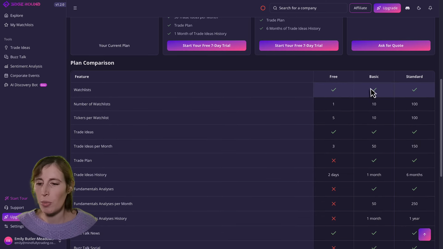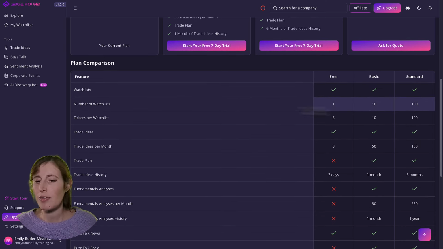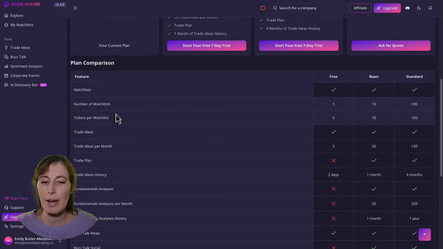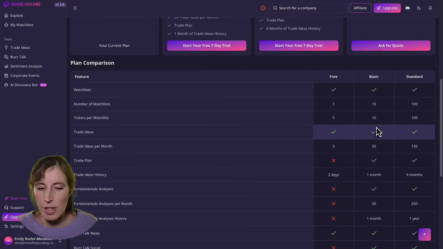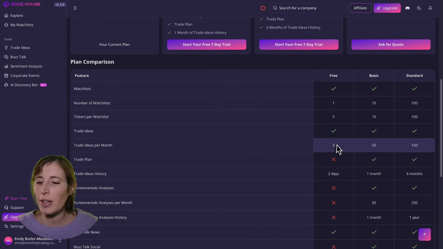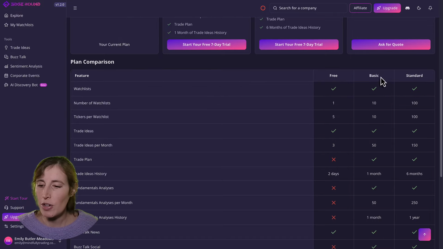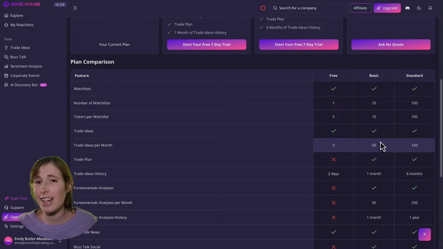All the packages include watch lists. And I guess the difference really between the basic and the standard are the amount of watch lists and the amount of tickers per watch list. They increase with the package you choose. Also the trade ideas per month. So I used up my 3 allocated trade ideas with you in this video that you have with the free package. If you go with the basic, you get 50 trade ideas per month, and with the standard 150.